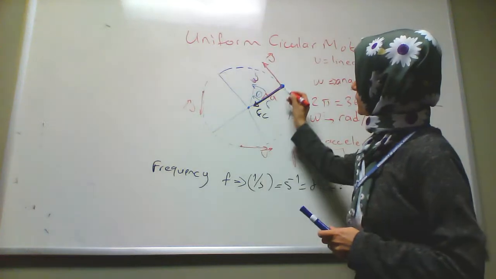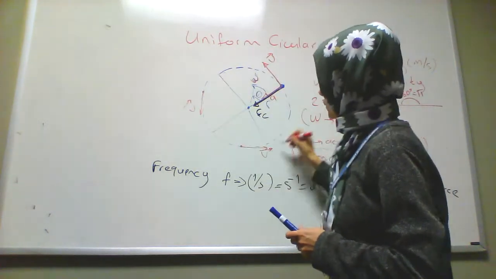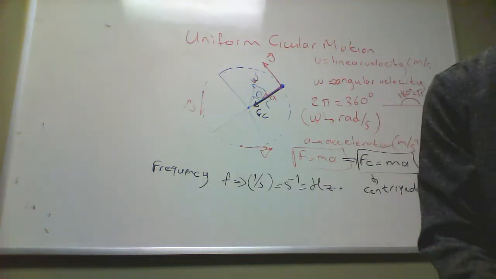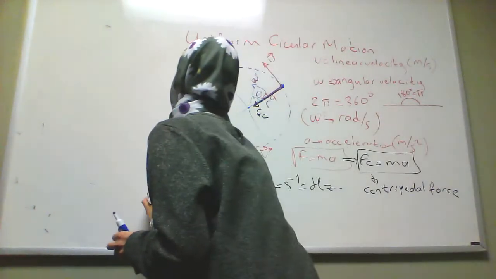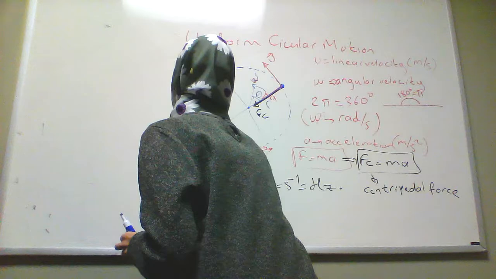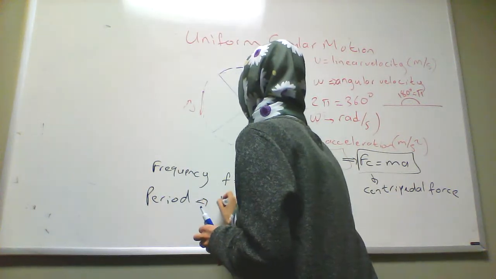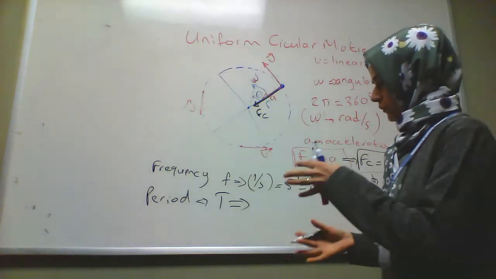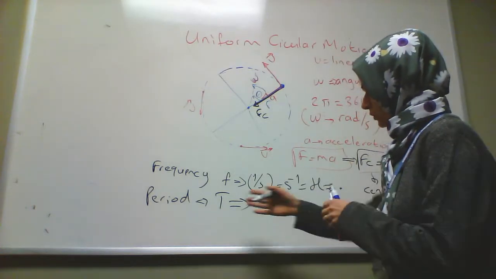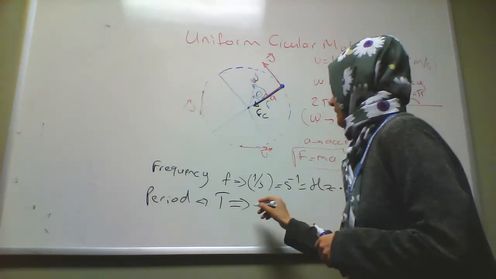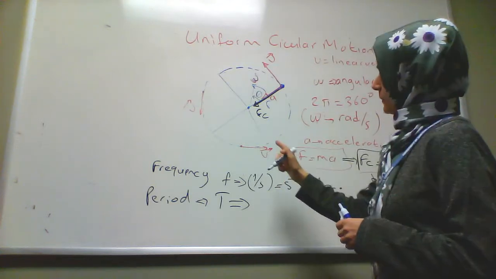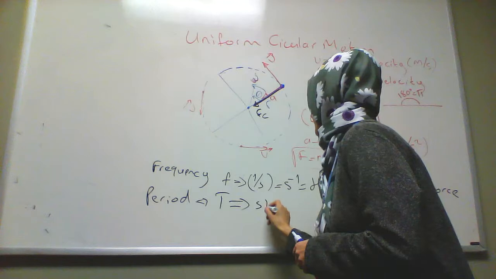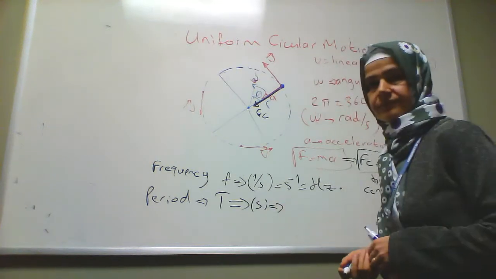And the time it takes for an object to have one rotation is called period. So the period is, we'll use the symbol a large T for period, so we won't be confusing with time that we used small t before, and is the time it takes for one full rotation, and the unit is seconds.